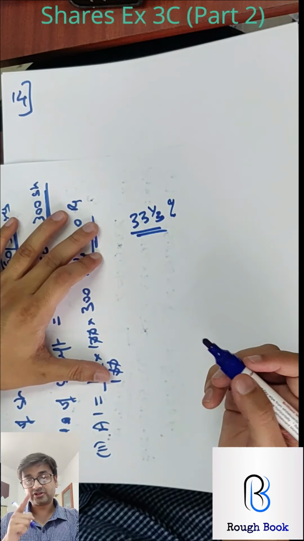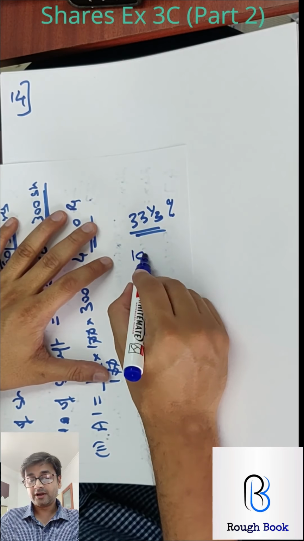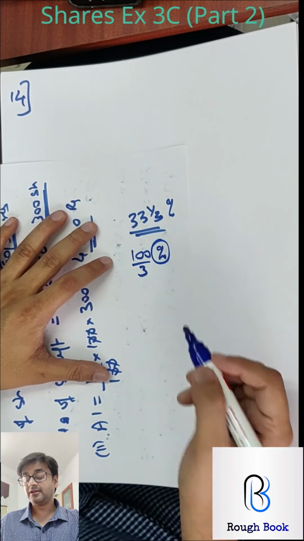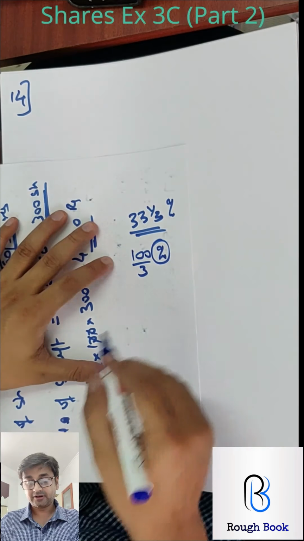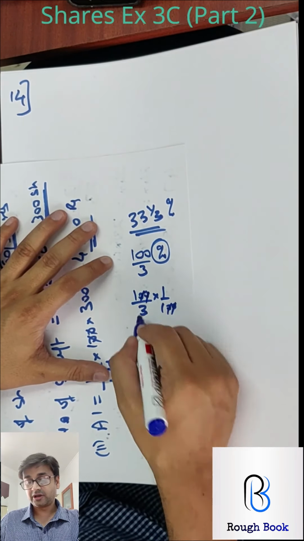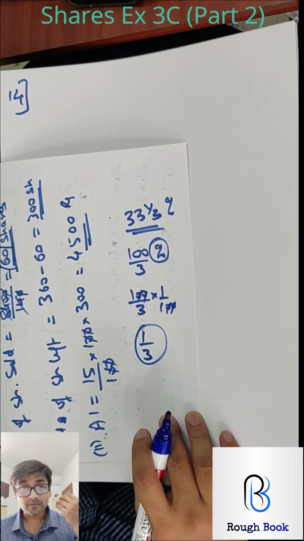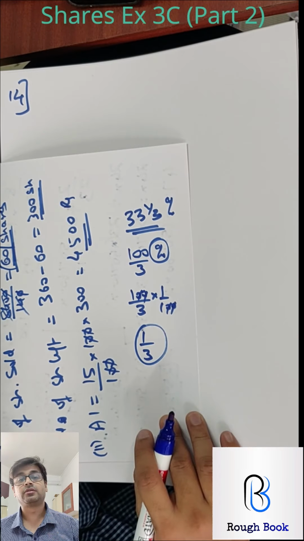What do you mean by this? First you need to understand this. So 33 into 3, 99 plus 1, 100 by 3%. Percent means divide by 100. So 100 by 3 into 1 by 100. So what do you get? 1/3. Technically it is only 1/3, but to complicate it, they say 33 1/3%.